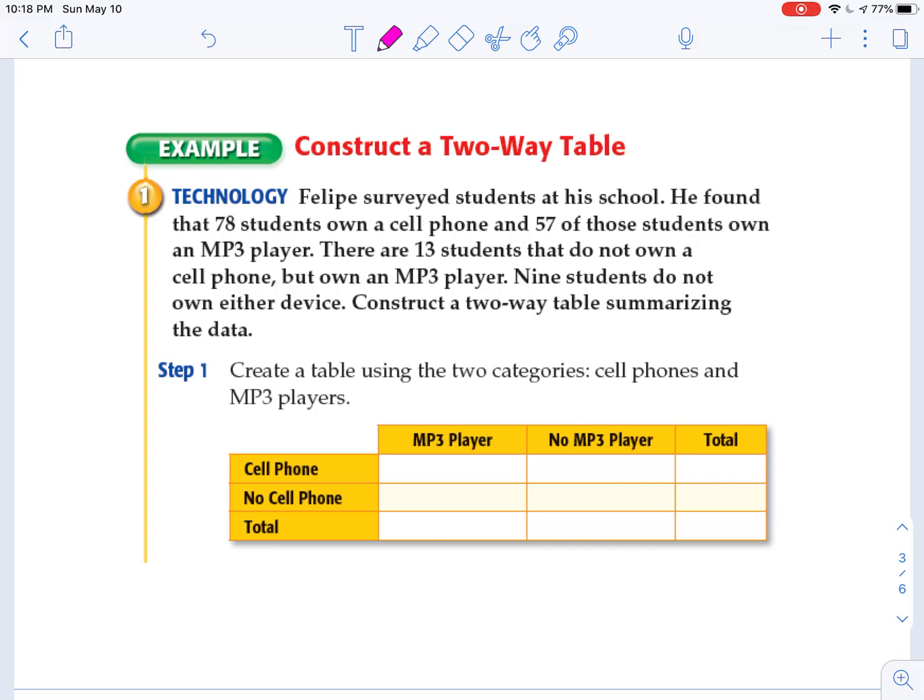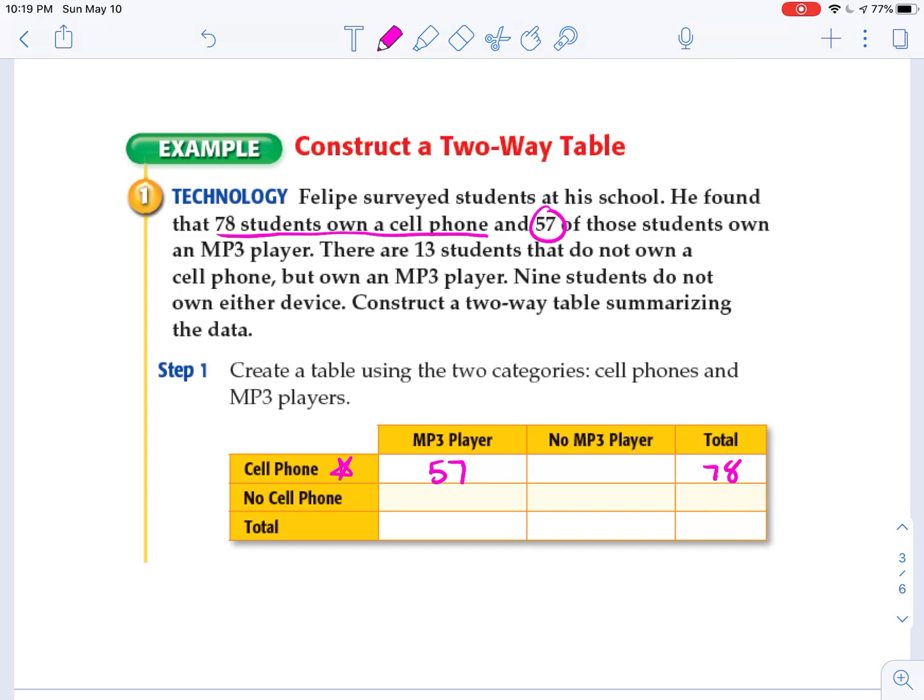So he found that 78 students owned a cell phone and 57 of those students own an MP3 player. Where on our table does this fall? Well, we have MP3 player, no MP3 player on one side of our table. We have cell phone and no cell phone. And then obviously on the side we have our totals of all the categories. So he found that 78 students total own a cell phone. So where does that go? Well, that goes in the cell phone row in the total box, 78. 57 of those students own an MP3 player, okay? So remember, this 57 represents students who own a cell phone and an MP3 player. So that belongs in this box.